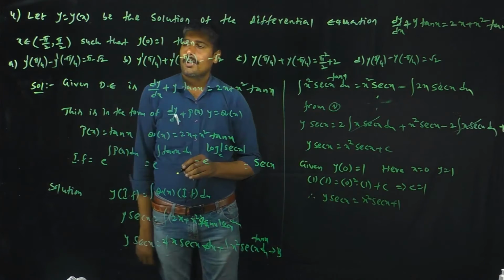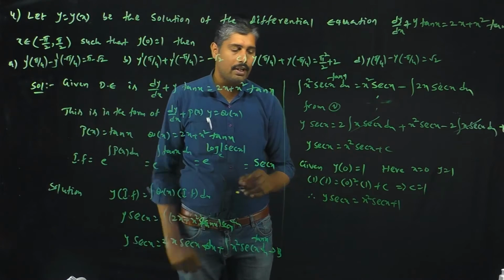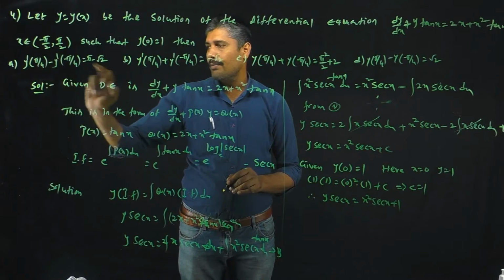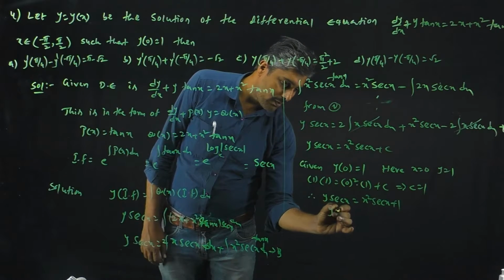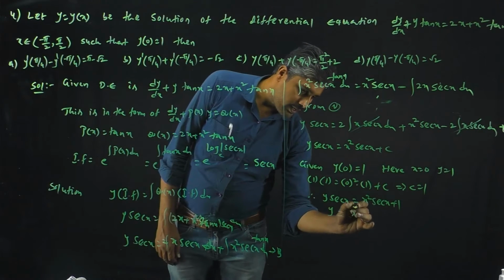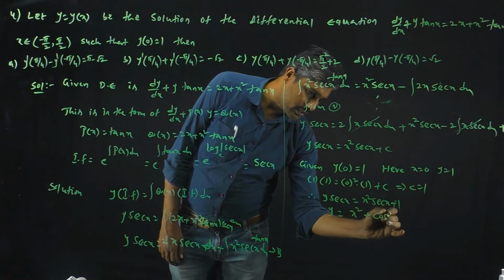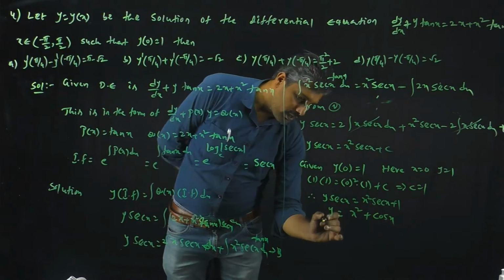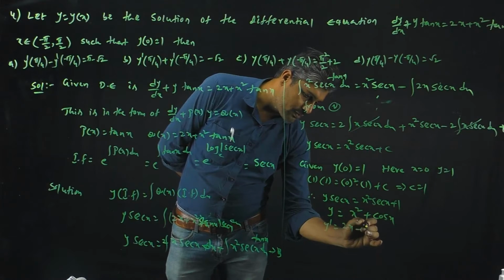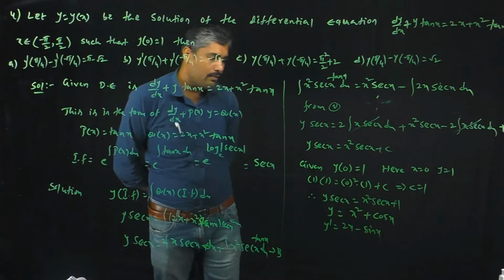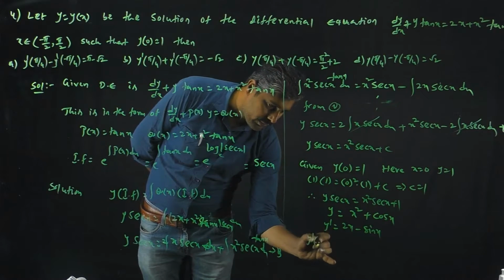Okay, right? From the given options, y dash means derivative with respect to x, y dash of pi by 4 minus y dash of minus pi by 4. Therefore we take y equals x squared divided by secant x, then we get x squared plus 1 by secant x, which is cos x. Therefore y dash equals x squared derivative is 2x plus cos x derivative is minus sin x, right? Checking the options.